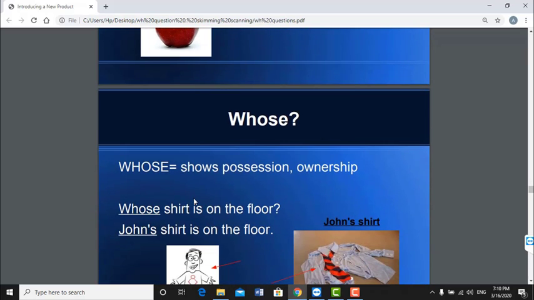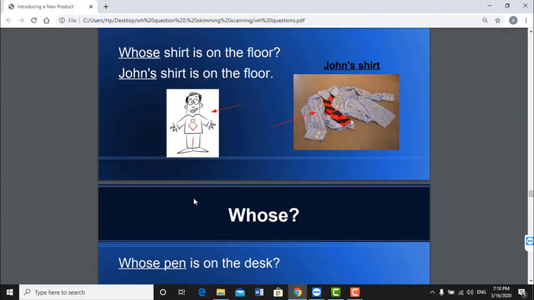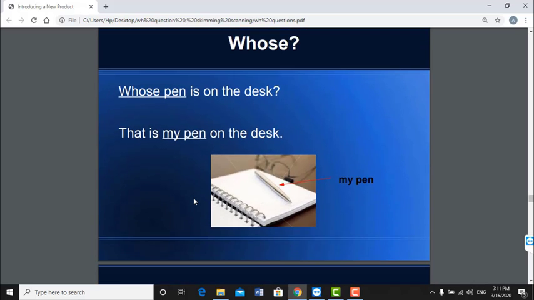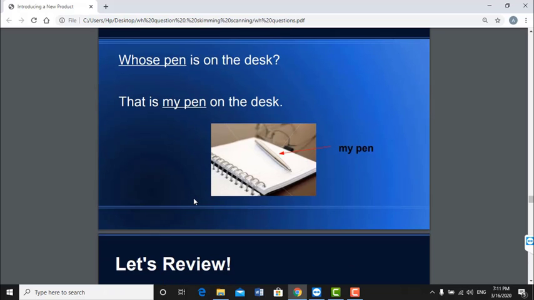Whose shows ownership. Whose shirt is on the floor? John's shirt is on the floor. Whose pen is on the desk? This is my pen on the desk. My pen. It's mine. It belongs to me.